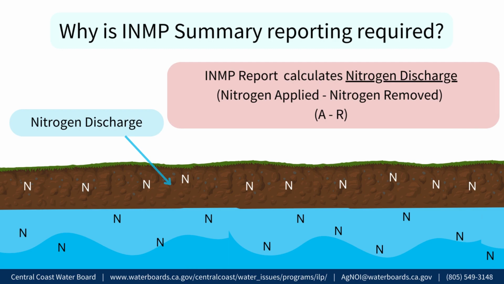Why is INMP summary reporting required? The nitrogen that leaves the ranch is called nitrogen discharge. The information reported in the INMP summary report will be used to calculate the annual amount of nitrogen discharged from each ranch. In general, nitrogen discharge is the difference between the nitrogen applied minus the nitrogen removed.